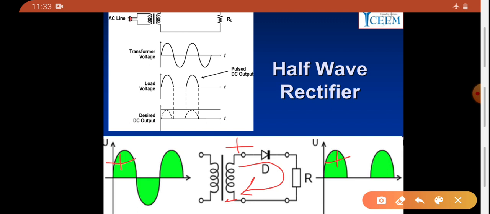For the positive half cycle क्या हो रहा है, पॉजिटिव हाफ साइकिल को डायोड will be in on condition. क्यों ऑन है? Because we know that the diode will be forward biased when the anode is connected to positive and the cathode is connected to the negative terminal of the voltage source. So the diode will be in on condition.